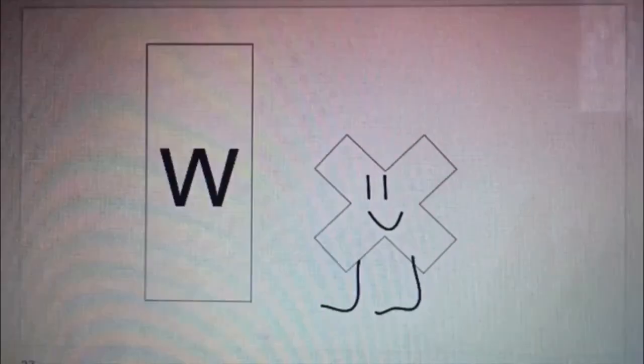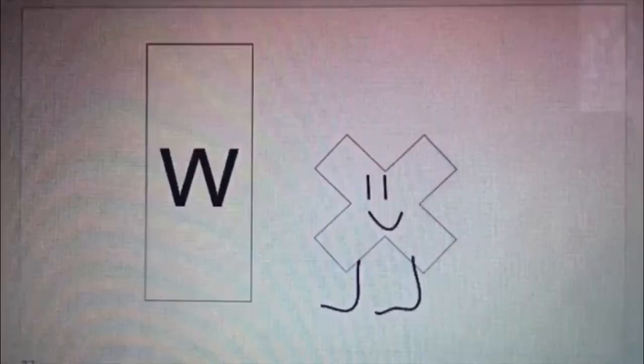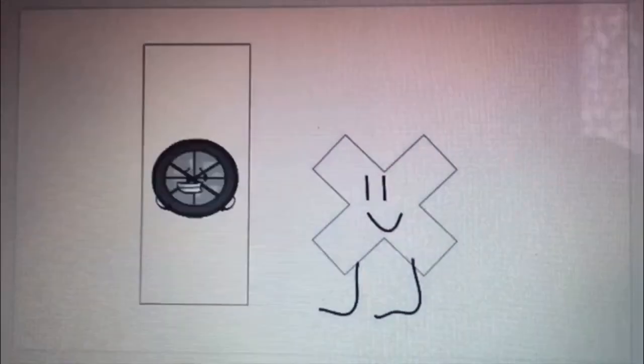Sun is safe. Multiplication sign is safe.